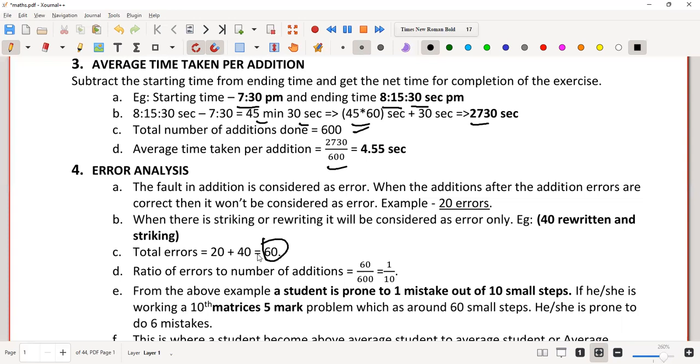You have to complete everything. After that, this is just an example. This is what you have to do after completing this. If you have written, overwritten, or copied it wrongly, then you have to consider that as an error. After that, if I divide this, it will be around 1 by 10. It means that for every 10 smaller steps, I may do one step wrong.